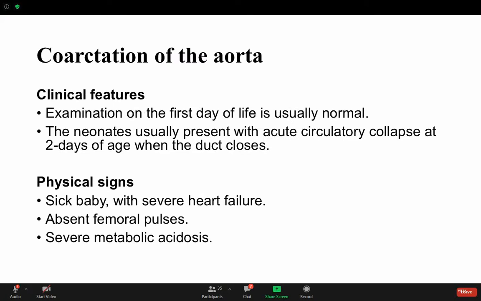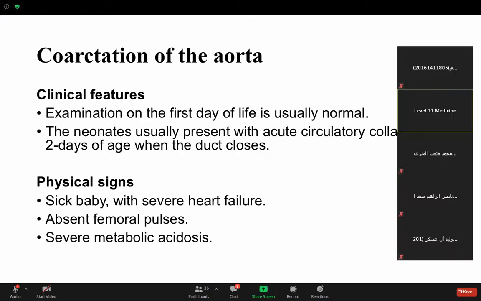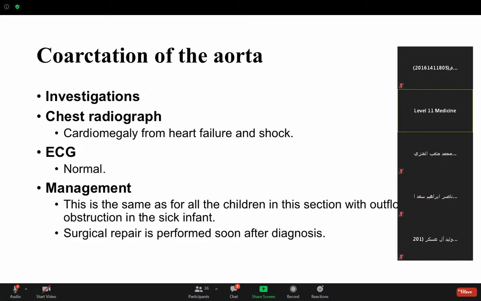A clinical feature, the examination of the first day is usually normal, and the duct is still open وما في coarctation. The neonate will usually present with acute circulatory collapse at 2 days of age when the duct closes. Physical signs will be sick baby with severe heart failure, absent femoral pulses. هذه مرة important. If you find absent femoral pulses, always think about coarctation of the aorta, okay? And they will have severe metabolic acidosis because of the decreased tissue perfusion.